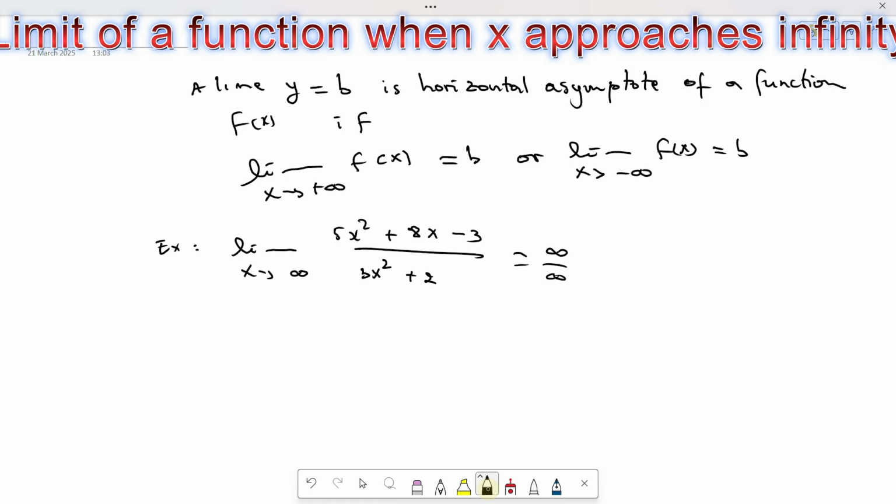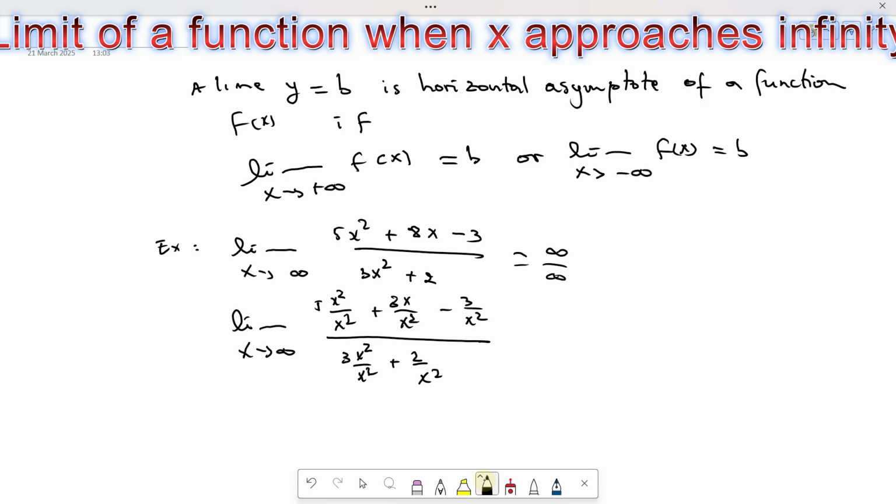What you have to do is see the highest degree of your polynomials in the numerator and the denominator, because we have polynomials of the same degree. In our case the highest degree is 2, and now we can multiply both numerator and denominator by 1 over x squared. If we do that, we will have the limit when x tends to infinity of 5 times x squared over x squared plus 8 times x over x squared minus 3 over x squared, and then over 3 times x squared over x squared plus 2 over x squared.